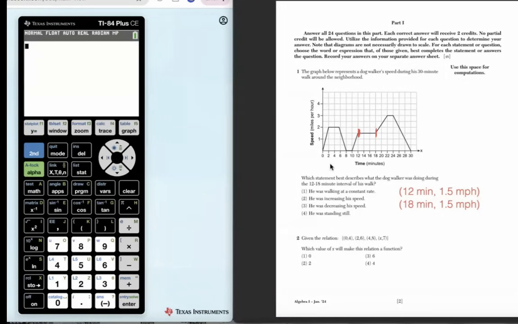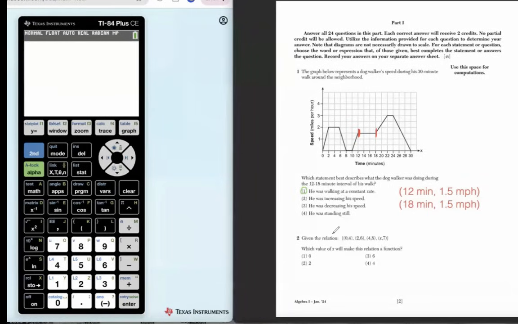Answer choice 1 says he was walking at a constant rate. I like that answer choice because it's basically saying that the rate, or in this case, the speed, stayed the same, which is true. Answer choice 2 says he was increasing his speed. That's not true. The speed stayed the same. Answer choice 3 says he was decreasing his speed. That's also not true because the speed stayed the same, right? And then answer choice 4, he was standing still. That is not true because from 12 minutes to 18 minutes, he simply maintained his speed, which means he did actually move. So for question number 1, we know that answer choice 1 is the correct answer. For this problem, we did not need to use the calculator.